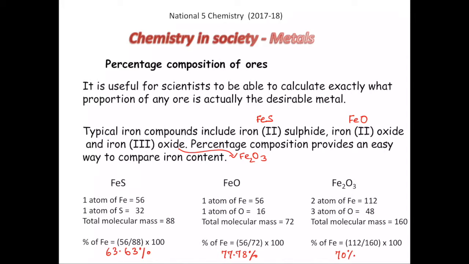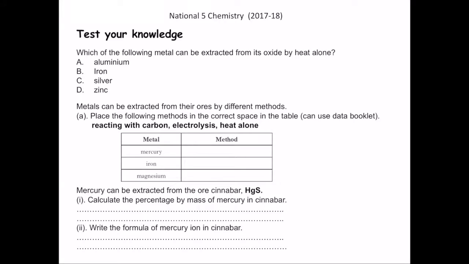So of the 3 ores, we can say that it is most economical to extract iron from ferrous oxide because that contains maximum percentage of iron or maximum iron content in its ore. Now, to test our knowledge, we have few questions. So again, you can pause the video here, try and answer these questions and come back to check your answers.